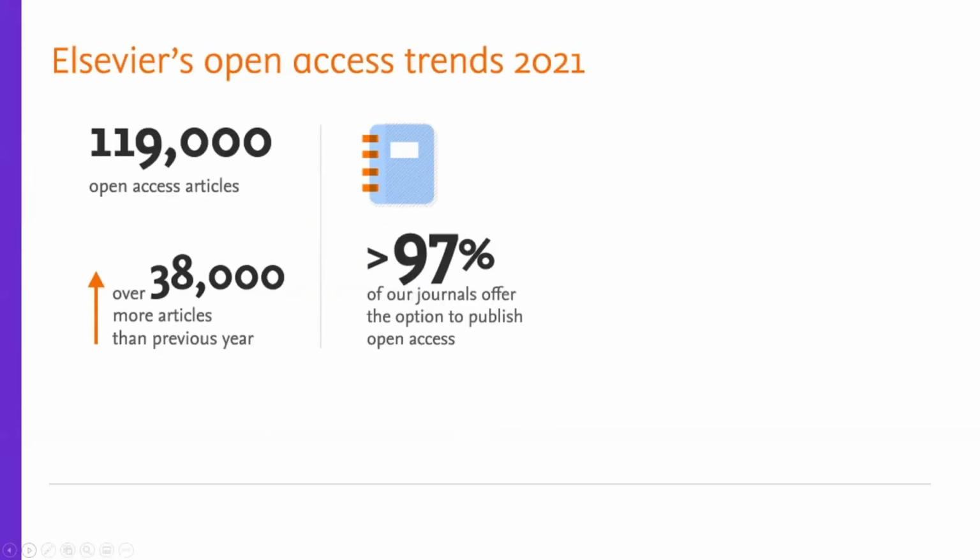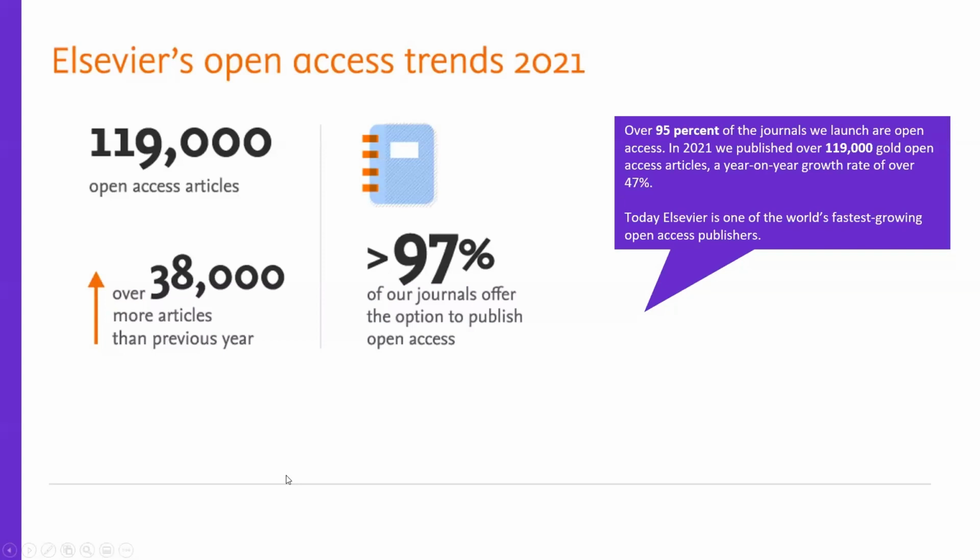Okay, and those are the trends. I told you that this is a growing trend. So another number: over 38,000 more articles than the previous year were published in 2021 in the open access model. So this is quite a big number. And for now, over 95% of the journals we launch are open access. So that's also quite good information.